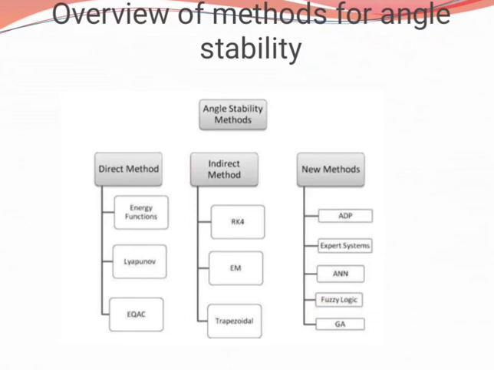There are three methods. One is the direct method, another is the indirect method, and the third is the new methods. In the direct method, as I just discussed, you can go for energy functions, Lyapunov methods, or the EQSC method. In the indirect method, you can go for RK4, the EM method, or the trapezoidal method. In the new methods, you can go for the adaptive dynamic programming (ADP) method, expert system, artificial neural networks, fuzzy logic, or the genetic algorithm.